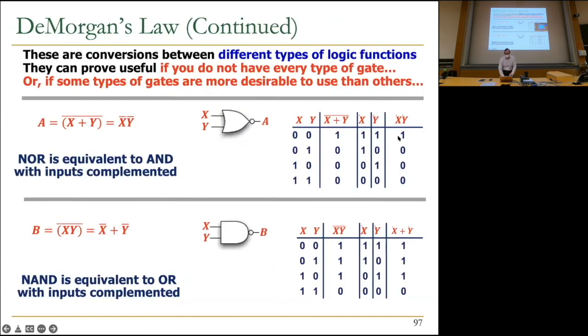So why is De Morgan nice? Let's take a look at this. These really are conversions between different types of logic functions. They can prove useful if you do not have every type of gate. So for example, if you do not have a NOR gate, you can still implement things using NAND gates. Or if some types of gates are more desirable to use than others. Some gates are much faster, some gates are much slower. For example, NOR is equivalent to AND with inputs complemented. So this is NOR, as you can see. And this is AND with inputs complemented based on De Morgan.